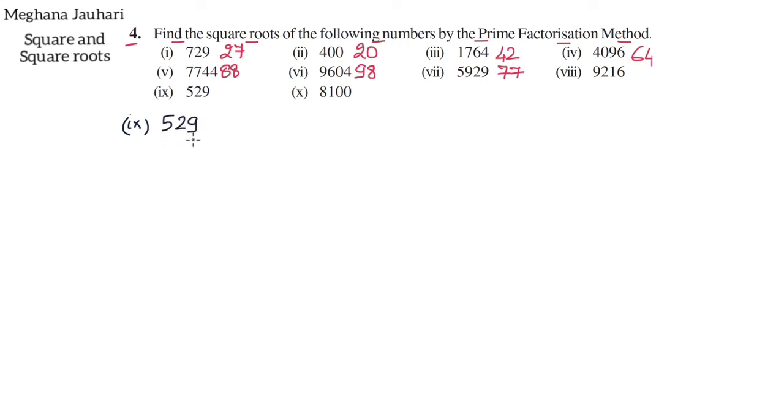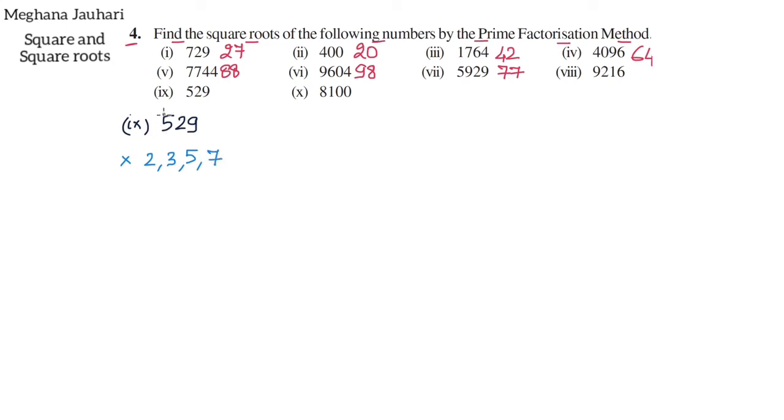529. Since it has 9 at its unit place, it will not be divisible by 2, right? Moving to the next prime number, we are using the divisibility rule, right? So for 3, if we add 5 plus 2 plus 9, we get 16. So yes, it's not divisible by 3, and also not by 5, as per the divisibility rule. For 7, it is not divisible.